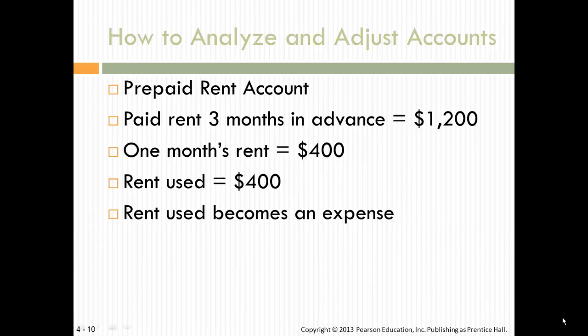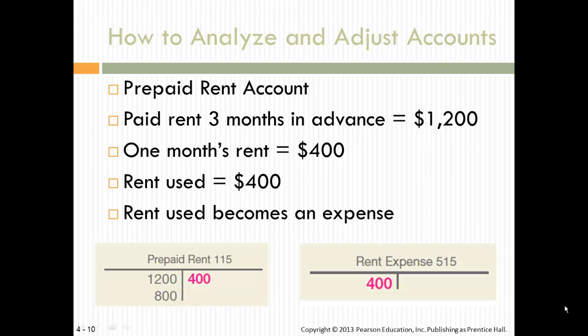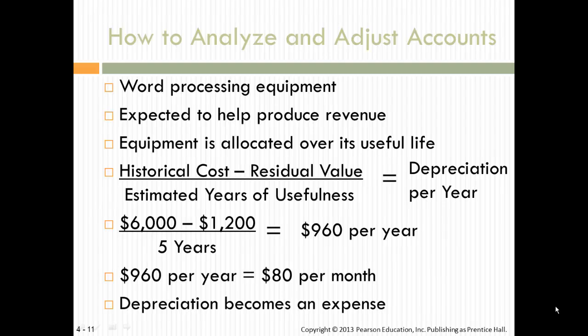Prepaid rent is another typical account you have to analyze. You pay 3 months in advance, so that let's say that was $1,200. 1 month's only $400, so at the end of 1 month you used $400. So that rent becomes an expense. Take it out of prepaid, put it in rent expense.